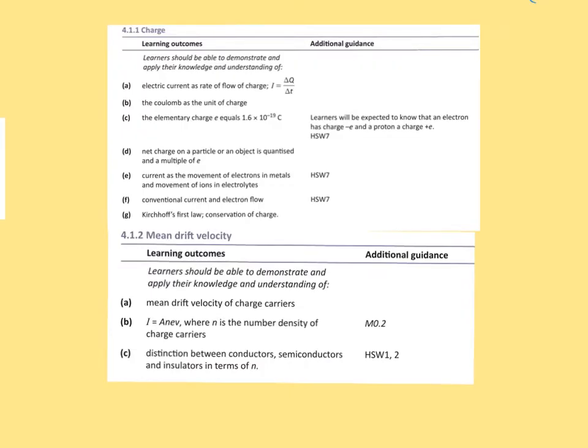So far we have looked at electric current as the rate of flow of charge. I will say why this part is very important in a minute. We have covered the coulomb as the unit of charge, the elementary charge and what it is, net charge on a particle as quantized or a multiple of e, and current as the movement of electrons. So these are the things that we're going to have a look at now, because you do need to know about the electrolytes as well.